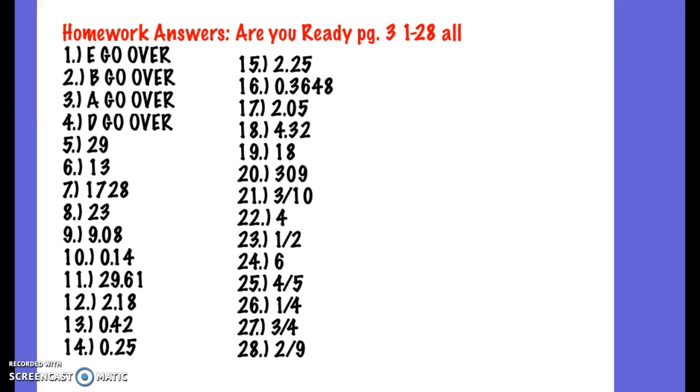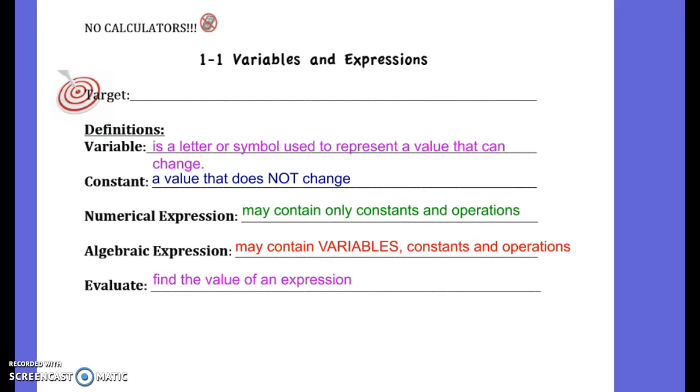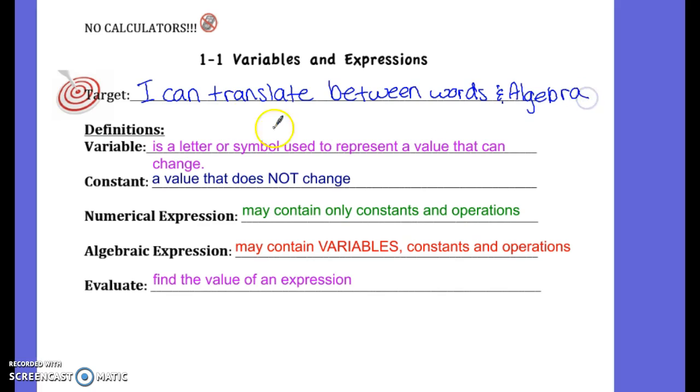Okay, so today you can check over your answers from the Are You Ready for Chapter 1. You can hit pause, look at your answers, see if they match. And we're going to be talking about variables and expressions. Your target is: I can translate between words and algebra and evaluate algebraic expressions.